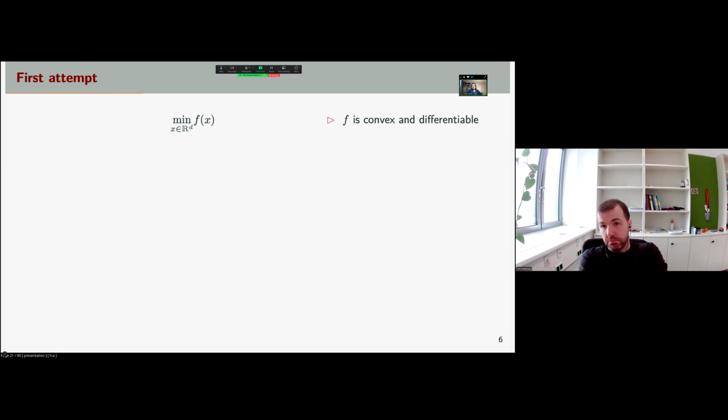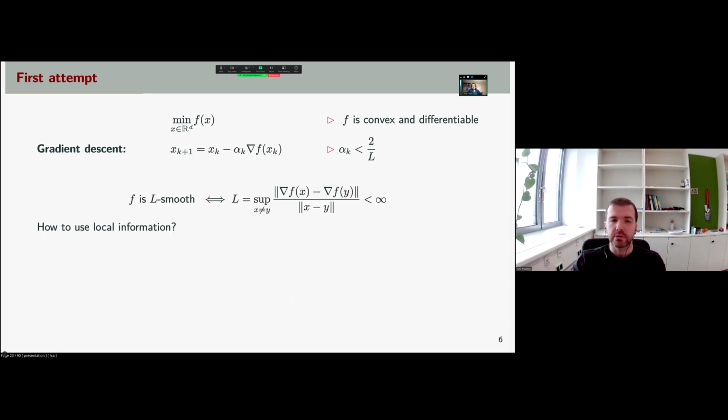Okay, so we have the same problem. F is convex, differentiable. Let's recall that this is our gradient descent. This was the guarantee for convergence: if the step size is less than 2 over L. And let's recall what L is. F is L-smooth, if this constant L, the ratio between these two quantities, is fixed, is finite.